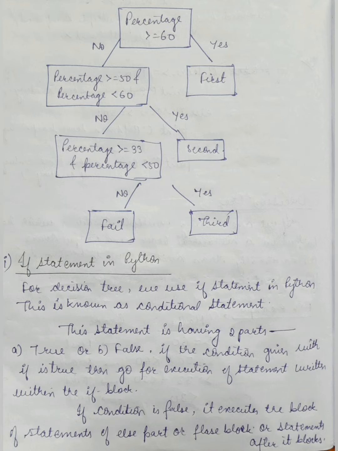Now we will start with the conditional statement. The first is the if statement in Python. For a decision tree, we use the if statement in Python. This is known as a conditional statement. This statement has two parts, first true and then false. If the condition given with if is true, then go for the execution of the statements written within the if block. And if the condition is false, it executes the block of statements of the else part or false block.